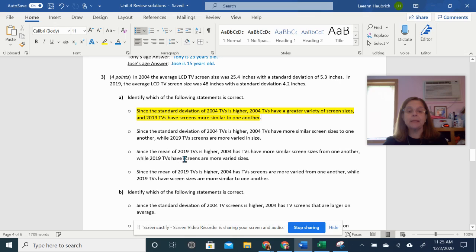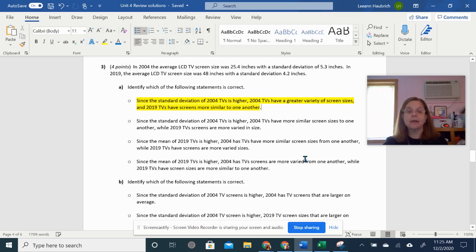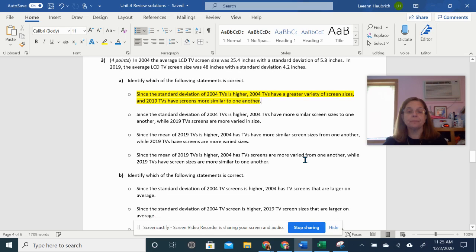Since the mean of 2019 is higher, well, that's true. This TV has more similar sizes. Well, the mean average doesn't have anything to do with the variation. While 2019 TV screens are more varied. Well, part of this is true, but part of this is false. So that leaves that out. Let's go to the next one.